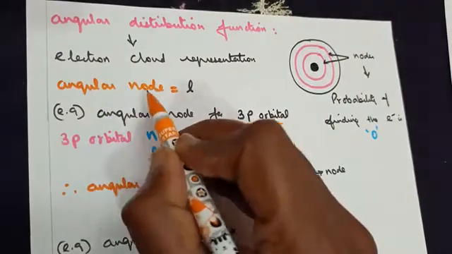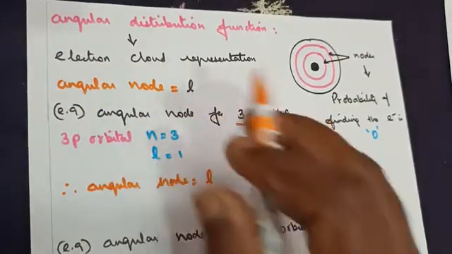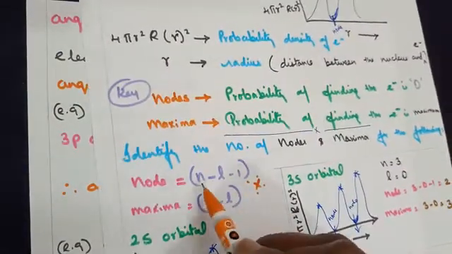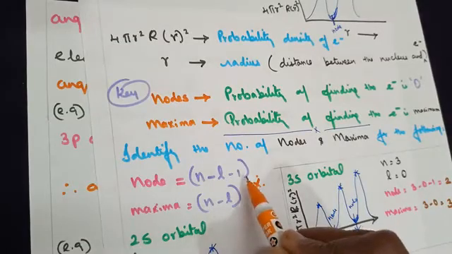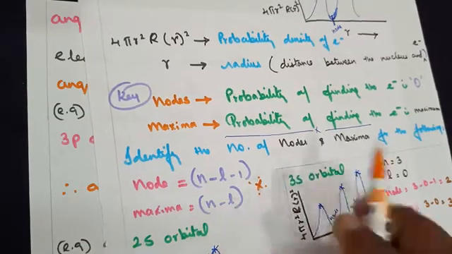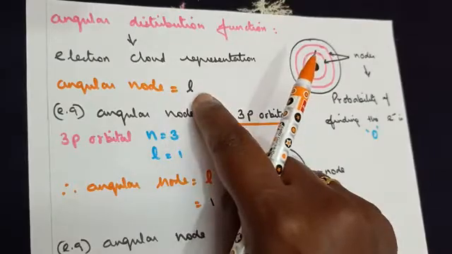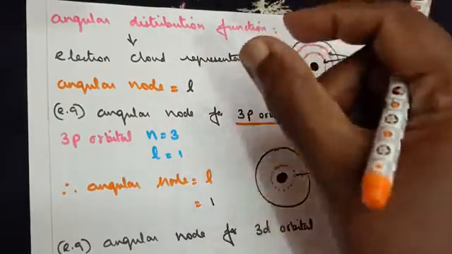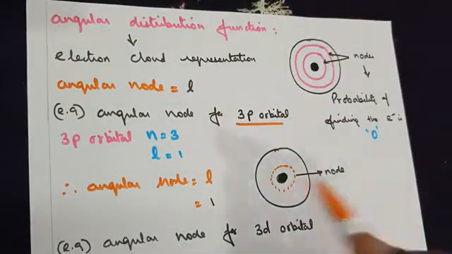The formula for an angular node is equal to L. In terms of radial, n minus L minus 1, and for a maxima it was n minus L. The angular node formula is simply L, meaning the azimuthal number will be the answer here.